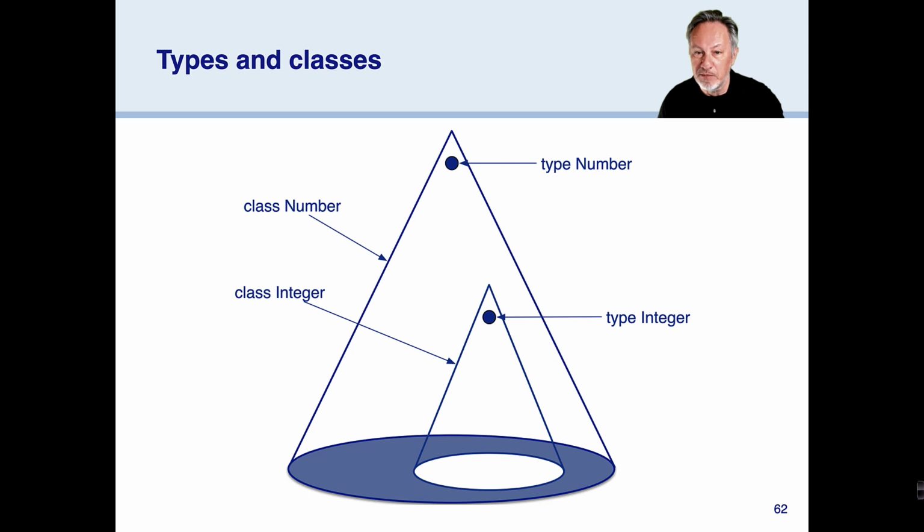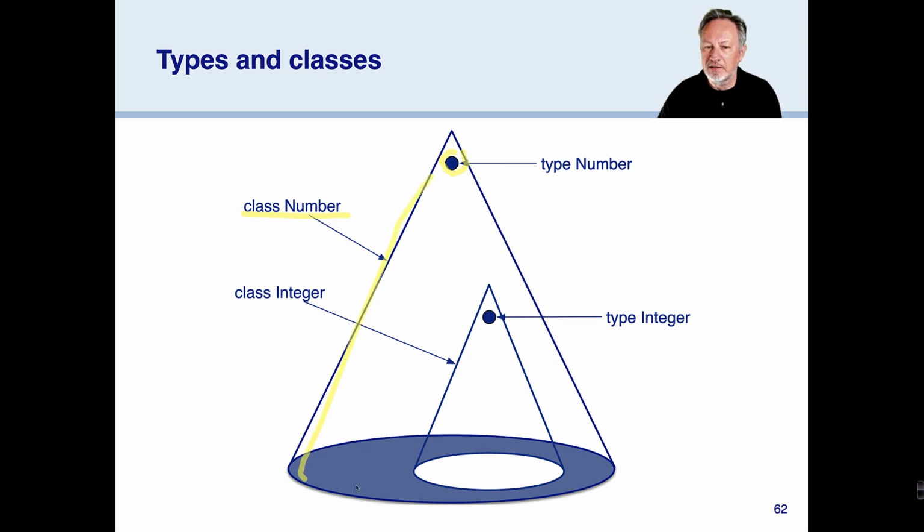Finally, if we see it in this picture, this is a graphical representation of what types and classes are. So what's a type? A type is just a little point, a specific type. And when we refer to the number type, we're fixing all of the type parameters in all of the methods. We're fixing the interface.